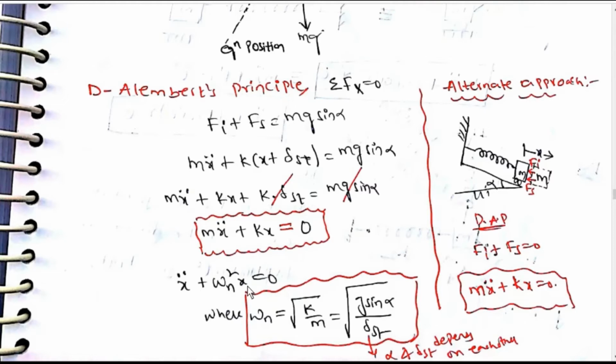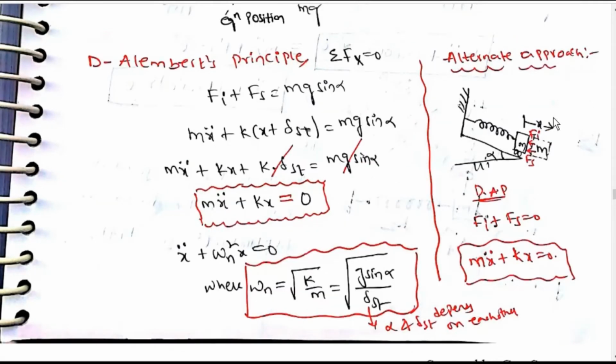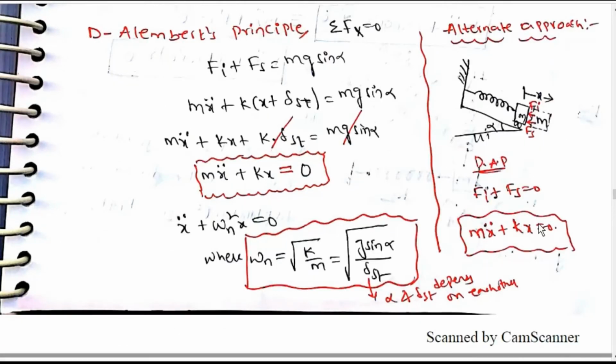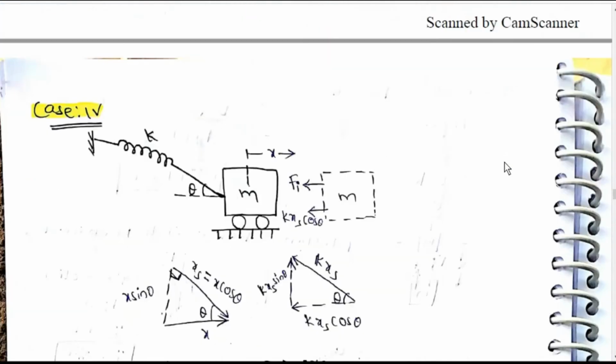x double dot plus omega n square x is equal to 0, where omega n is equal to root k by m, which is root g sin alpha by delta st. Alpha and delta st depend on each other. Alternative approach: take x in this direction itself, then it will be easy to write. Fi plus Fs is equal to 0, m x double dot plus kx is equal to 0.